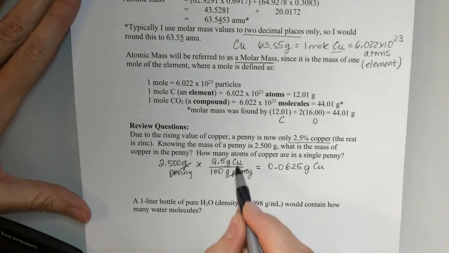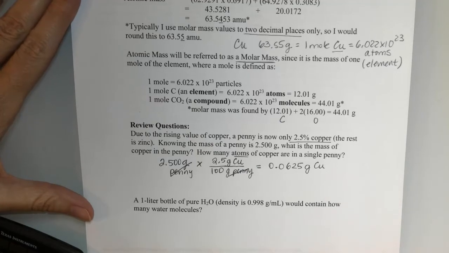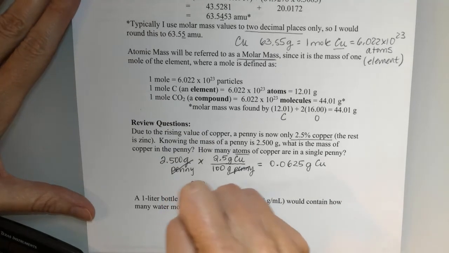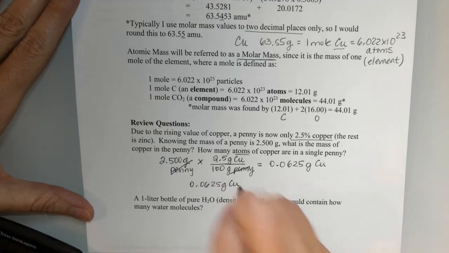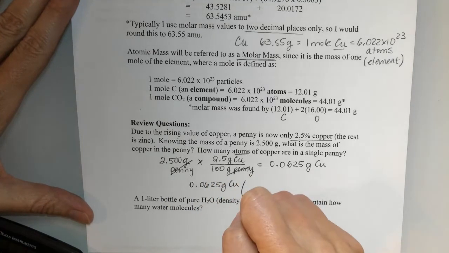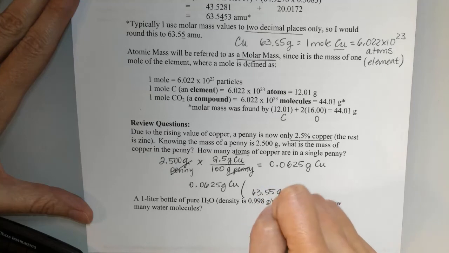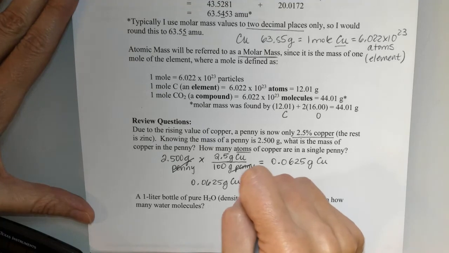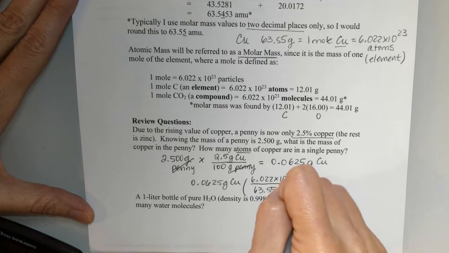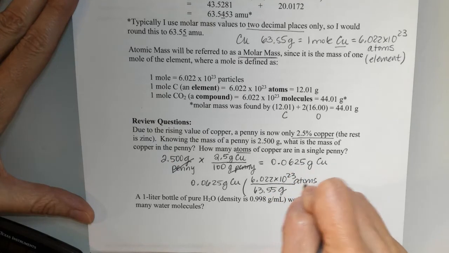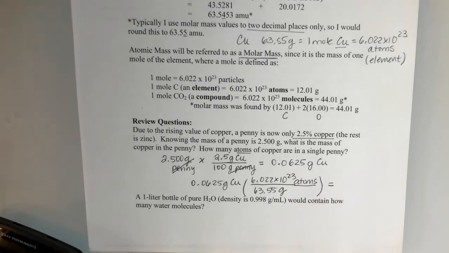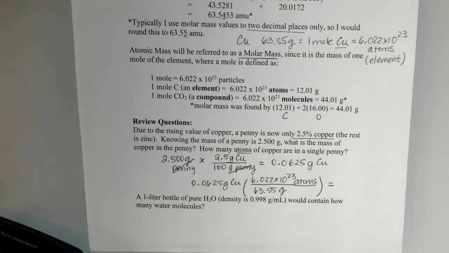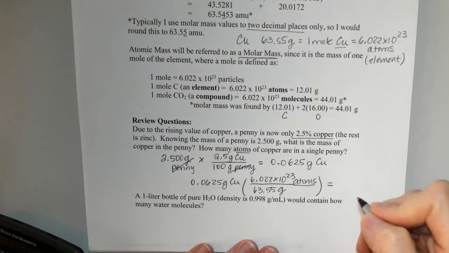The next part of this was how many atoms would be in that. So I'm going to take my 0.0625 grams of copper, and what I know is that 63.55 grams of copper is a mole of copper. And in that mole, there are 6.022 times 10 to the 23rd atoms of copper. So I'm going to take my 0.0625, divide that by 63.55, and then multiply by 6.022 times 10 to the 23rd.